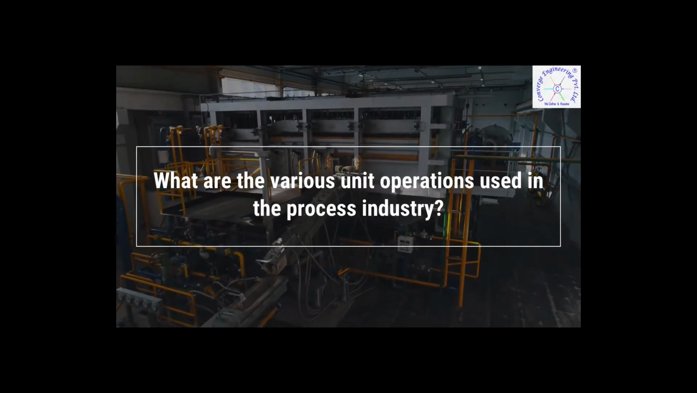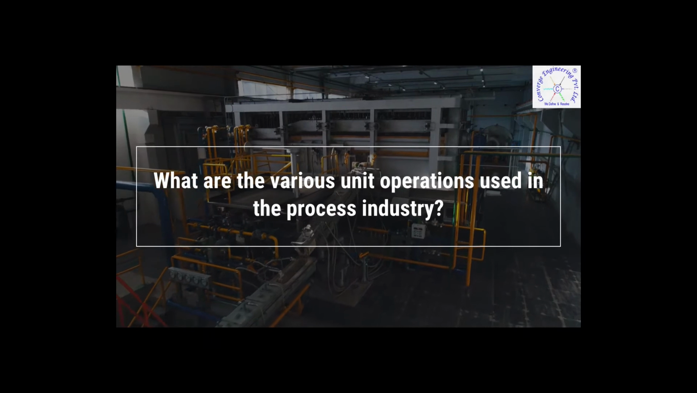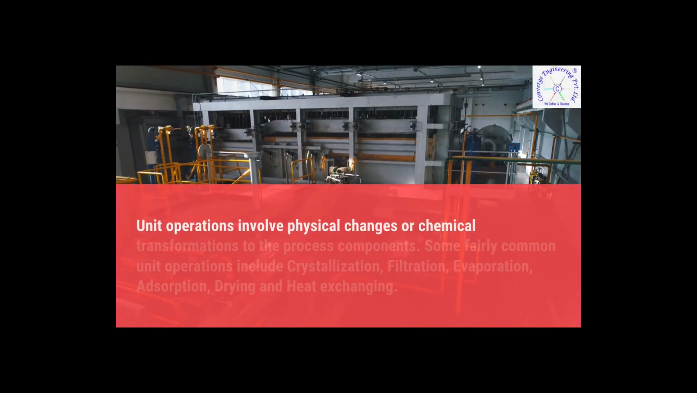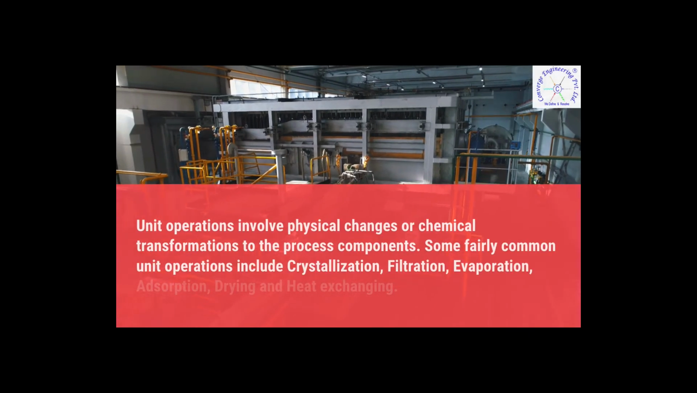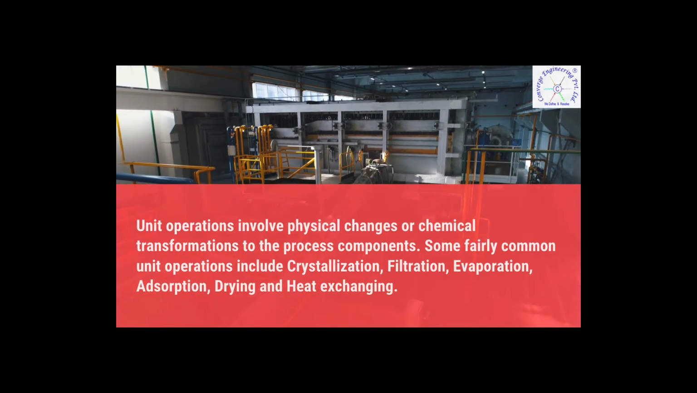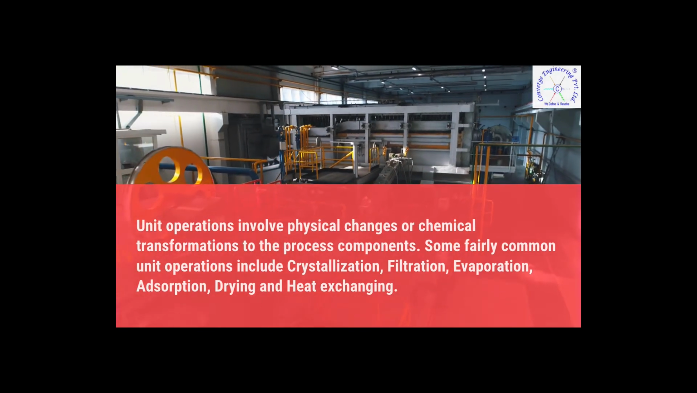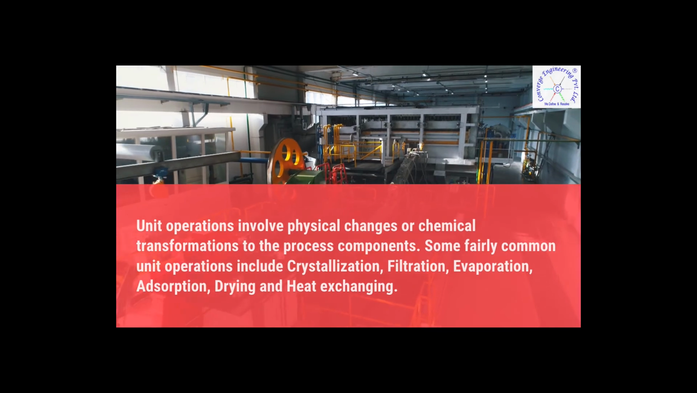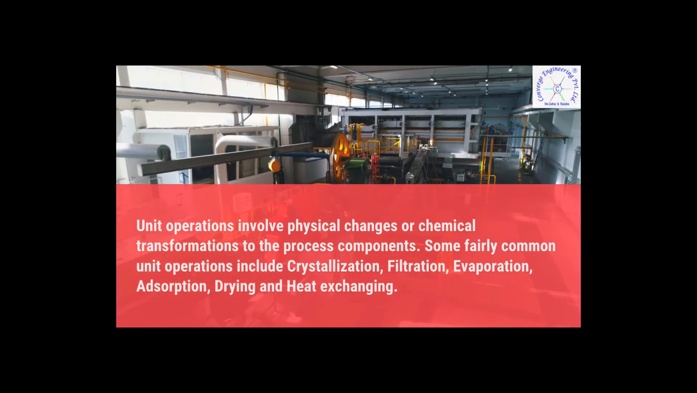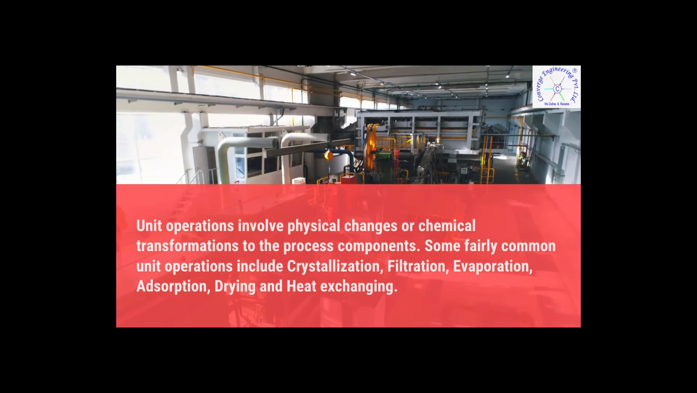What are the various unit operations used in the process industry? Unit operations involve physical changes or chemical transformations to the process components. Some fairly common unit operations include crystallization, filtration, evaporation, adsorption, drying, and heat exchanging.